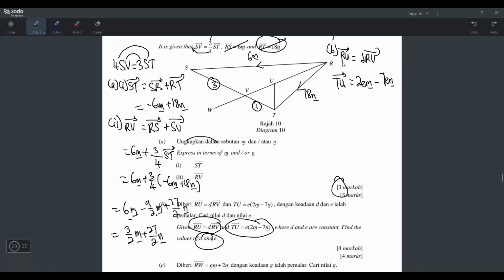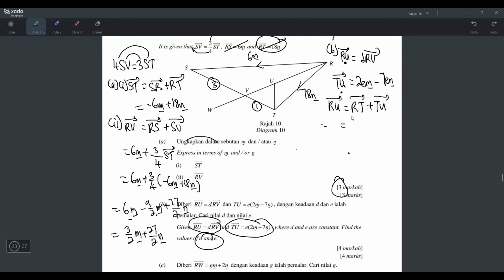And the cara dia senang saja. You just look at this. This is RU, this is TU. So what is the connection? RU, TU. The connection here is RT. The missing line here is RT. Because the RU jalan and the TU jalan, the missing jalan here is RT, right? So it becomes RU equals RT plus TU like this.